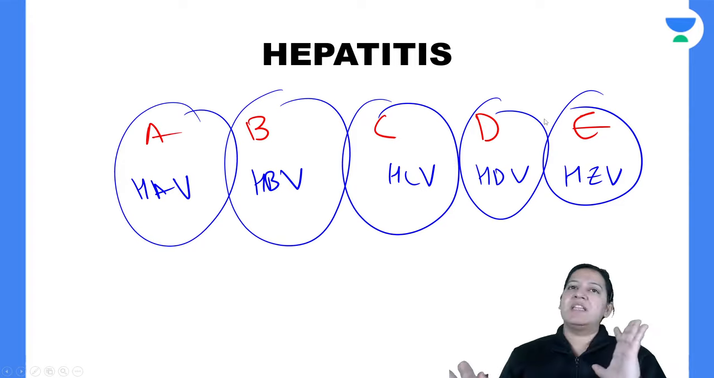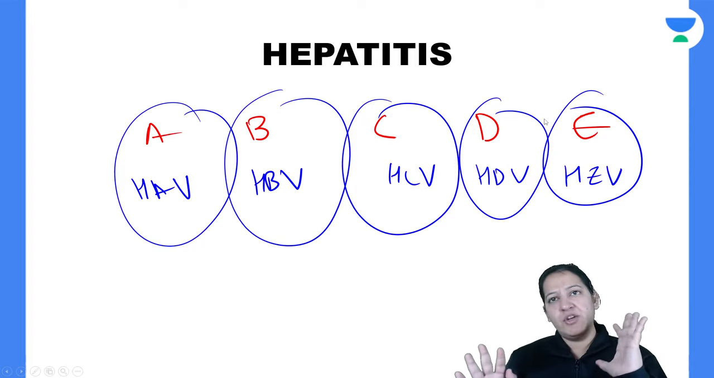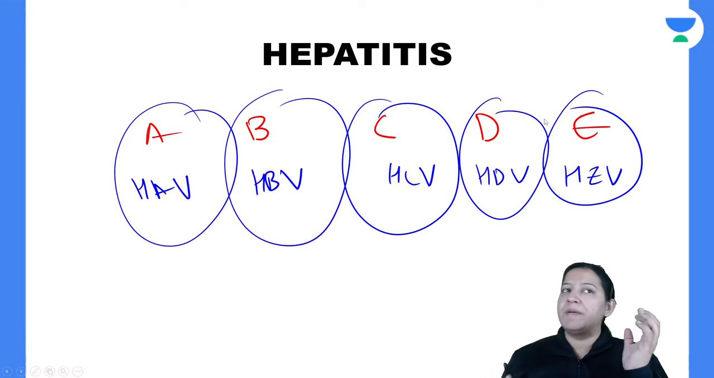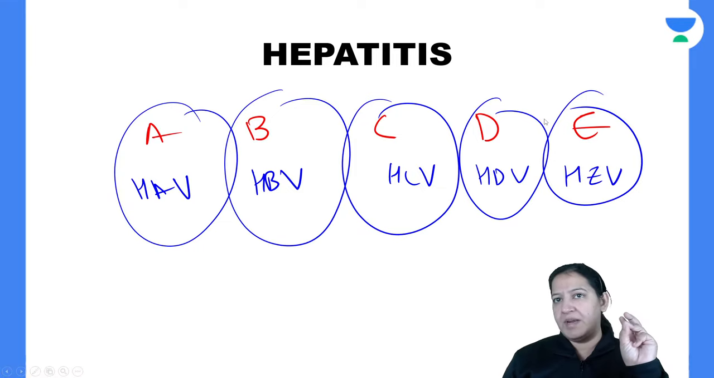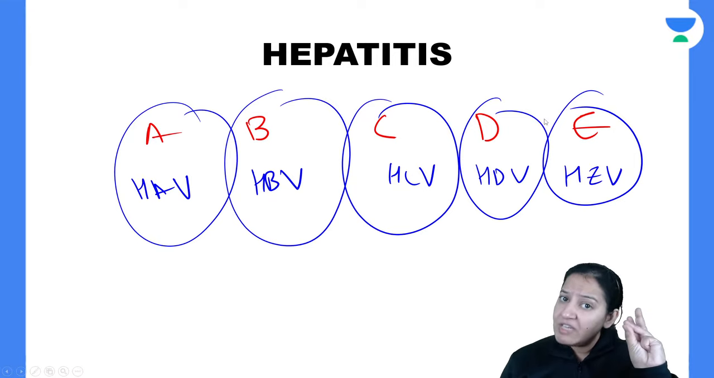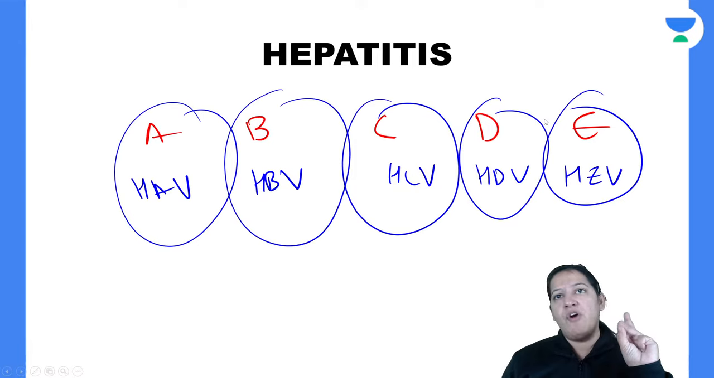So before starting the chapter hepatitis, let me tell you a few important points about hepatitis. So histologically or clinically, hepatitis is of three types: acute, chronic and fulminant. You can understand the meaning of acute, it is sudden onset. Chronic is gradual, it's chronic. And fulminant is the most severe form of acute, in which mortality is very high. Most of the persons die if fulminant occurs. It is the most severe form of acute.